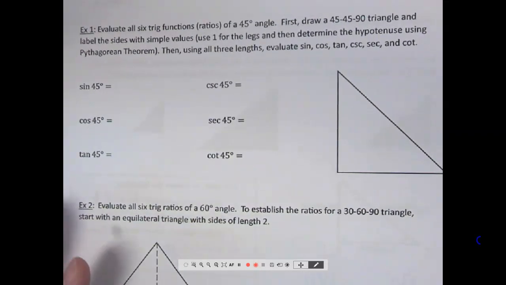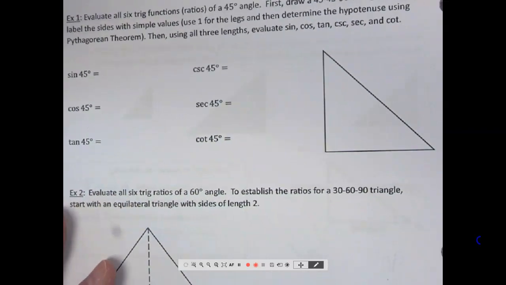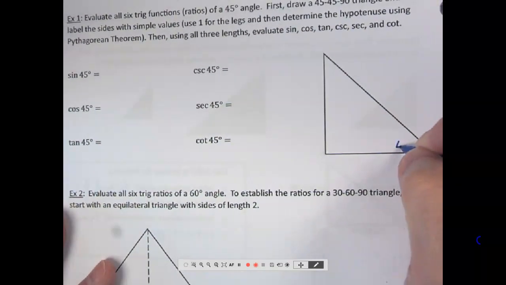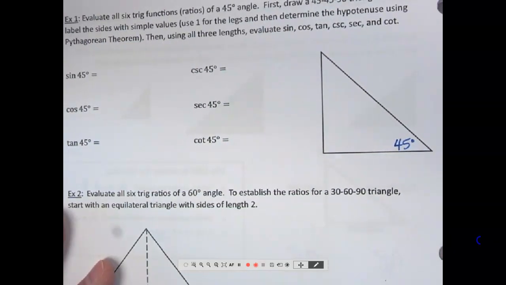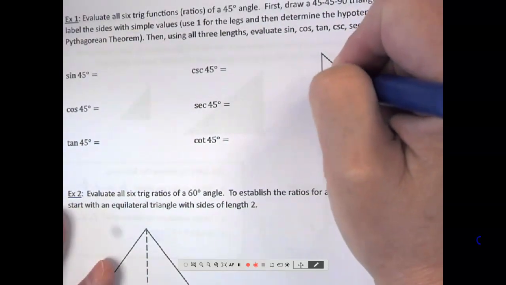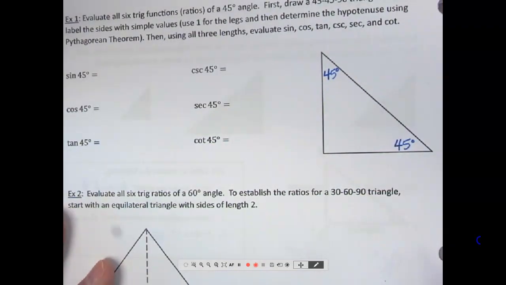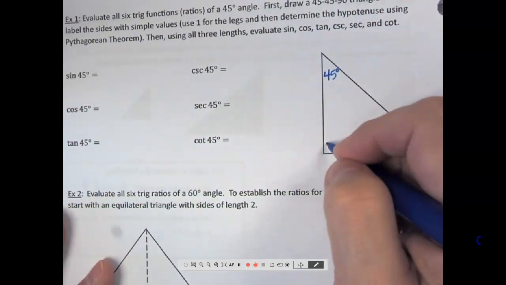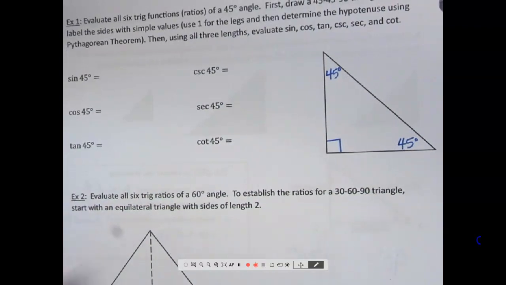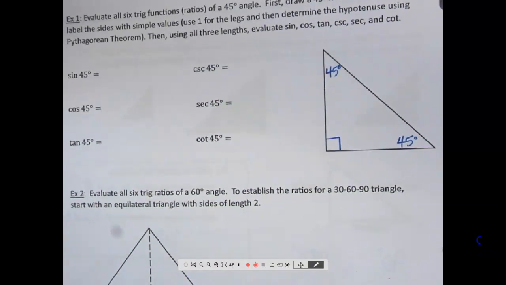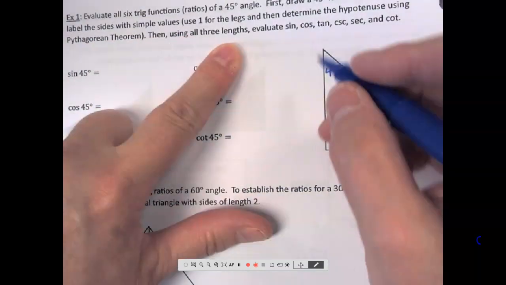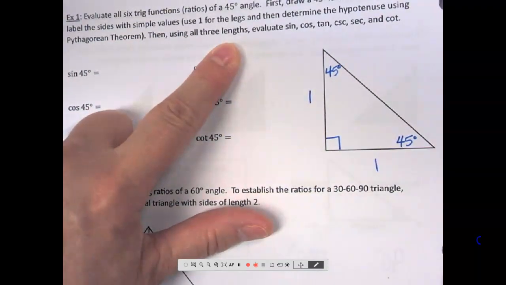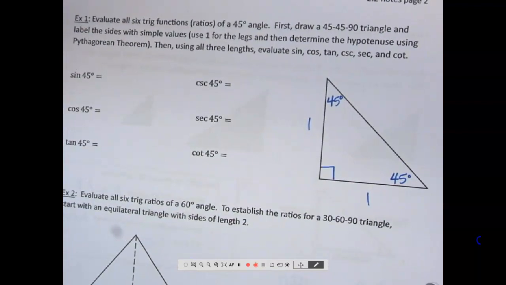Okay, if I have a 45-degree angle in a triangle, what is the other acute angle? 45. Because those 2 angles have to add up to 90. They're complementary. And there is my right angle. Okay, so I said label the sides with simple values. We're just going to use 1 for the legs, just because it's an easy value.